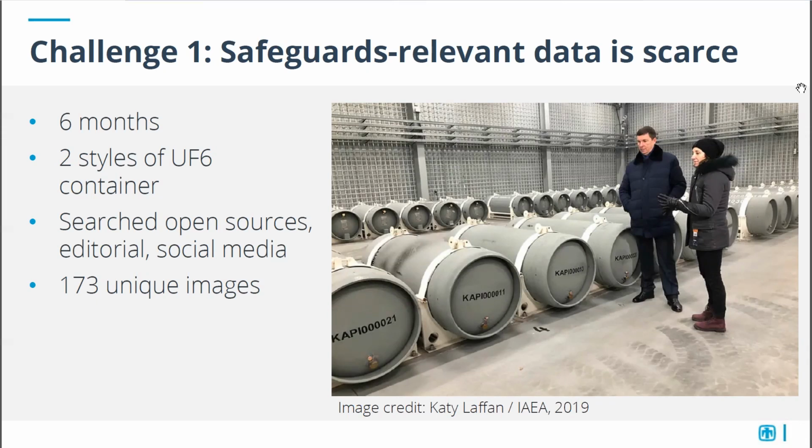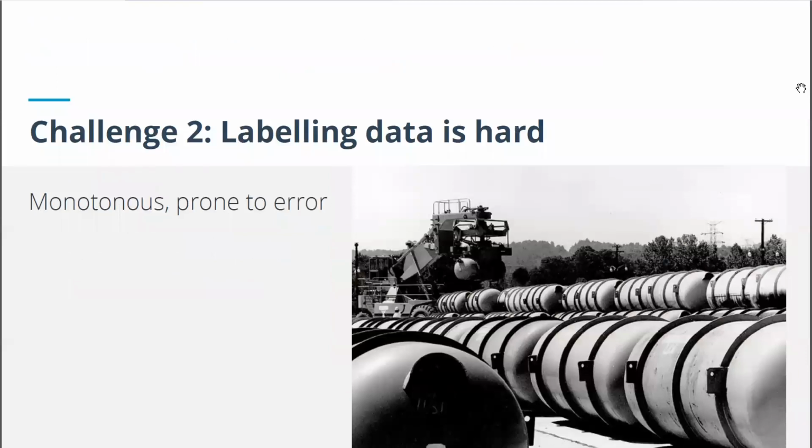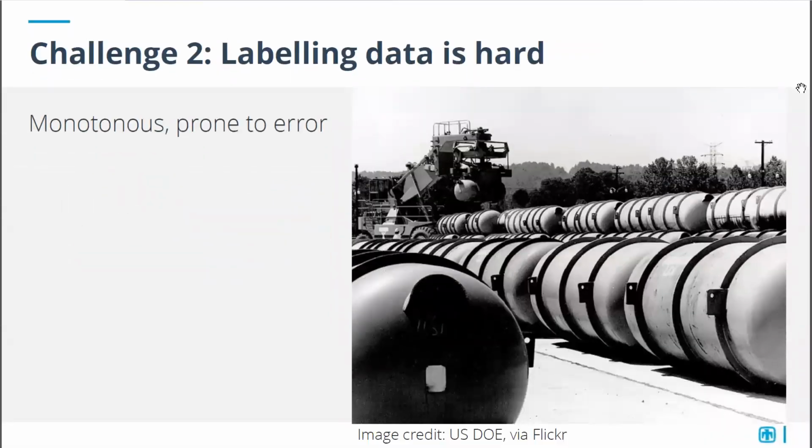We had a bunch of, like, 3 or 4 different staff members looking at social media and open sources, looking even for images to purchase from editorial content, which is like what the Associated Press would use if they were going to release a news story about uranium hexafluoride and didn't have the right pictures. And we found a whopping 173 unique images, which is really not very many at all. And it was really expensive in terms of just paying for people's time to look for that very little amount of data.